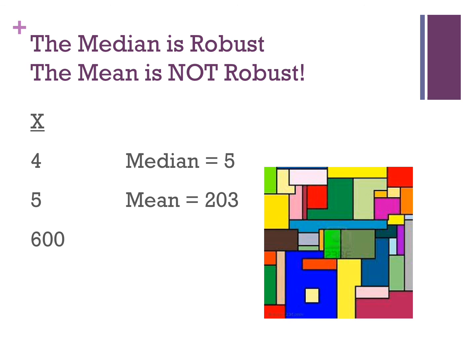But the median is robust and the mean is not robust to outliers. As we can see, the median for these three numbers is 5, but the mean is 203. So we can see that the median is robust to outliers. It's not at all affected by the outlier, which is 600. In contrast, the mean is affected in a big way. The mean is not robust to outliers.